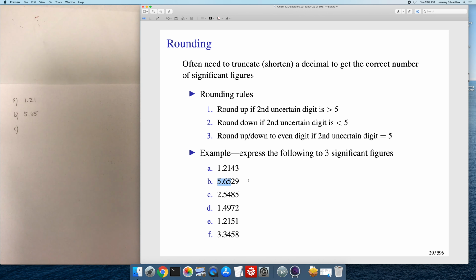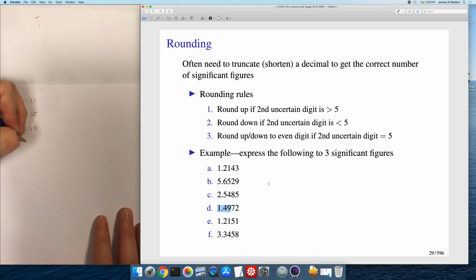For part C, here the second uncertain digit is larger than 5, and so we will round up 2.55. For part D, this is a fun one. The second uncertain digit is greater than 5, and so we would round this one up to 1.50.